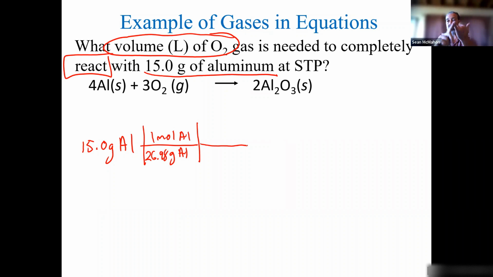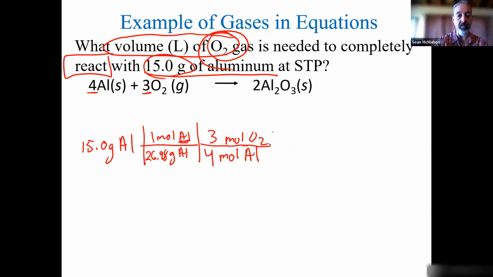So first rule, balanced equation. Second rule, whatever units they give me, they only give me 1 unit, 15 grams of aluminum, convert to moles. Now convert the moles of the given to moles of what it is they want. Well, what do they want? O2. So I can convert moles of aluminum to moles of O2. Why? Because in this reaction, it's a 4 to 3 mole ratio. There's 4 moles of aluminum per 3 moles of O2.